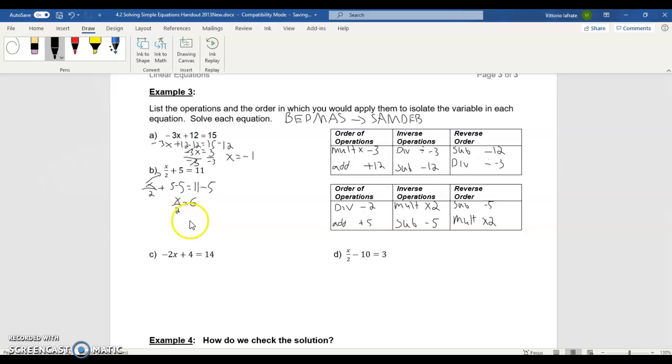Now I do a multiplication because my x is being divided by 2, so I multiply by 2. So I write 2 x over 2 is equal to 6. I multiply by 2 on this side as well. On the left side I have 2 in the numerator and 2 in the denominator. So the 2's cancel each other out and we get x is equal to 6 times 2, which is 12.